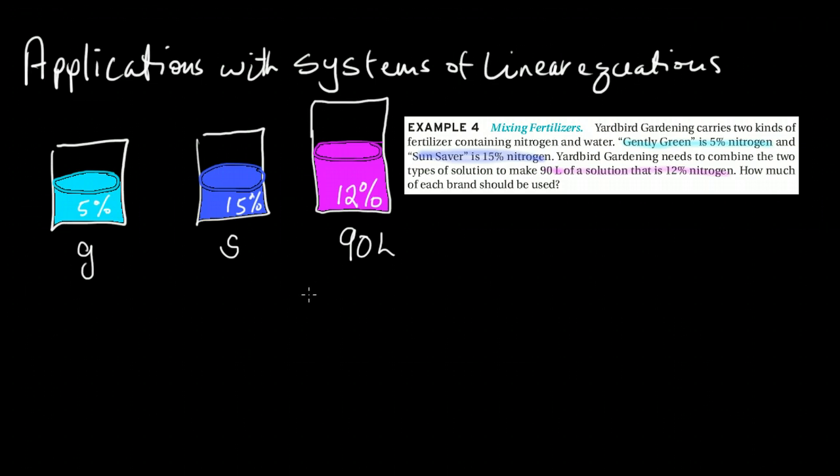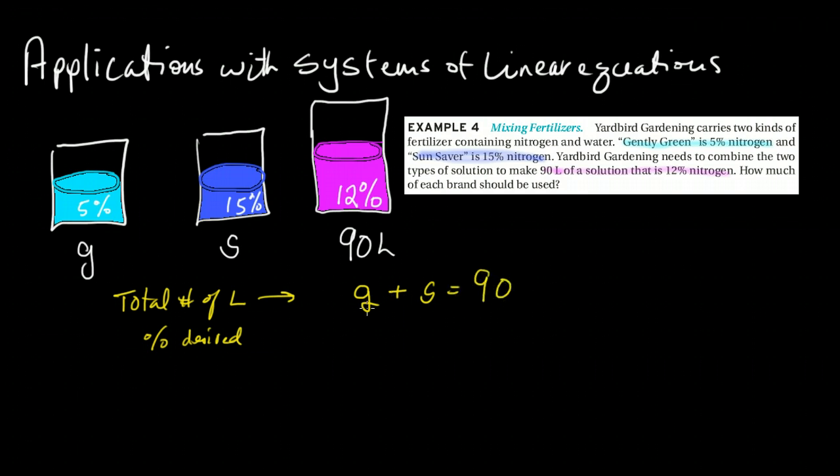One telling us the total number of liters of solution we're going to have, and then of that total number we need the percent desired. And so the first equation should be easy, right? We're going to use the Gently Green and add some amount of the Sunsaver, and we want to get a total of 90 liters of our new mixture solution. So that'll be however much of the Gently Green plus however much of the Sunsaver we're using. All together, that's going to give me 90 liters.